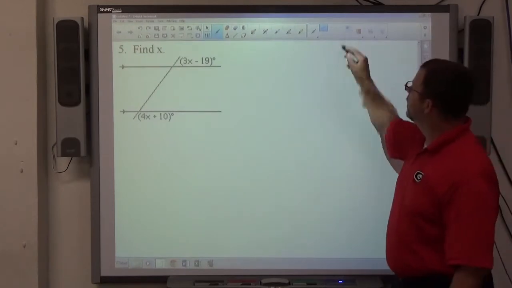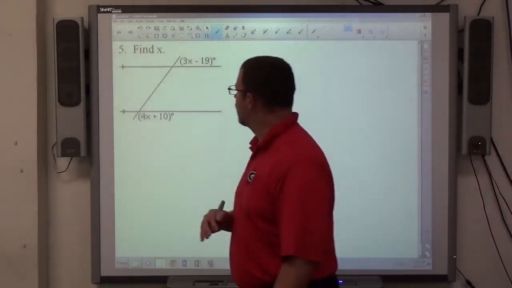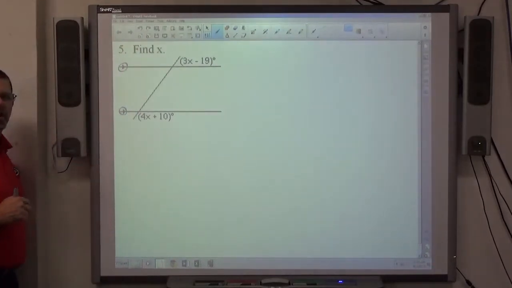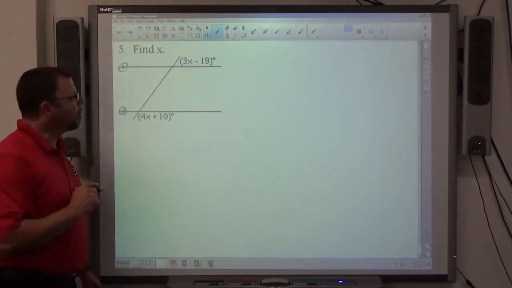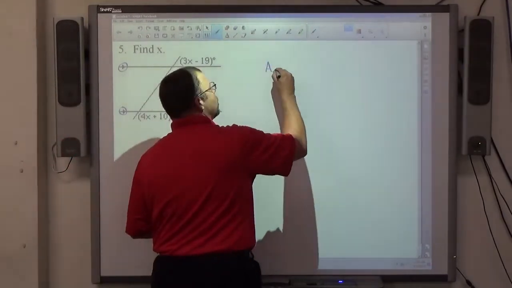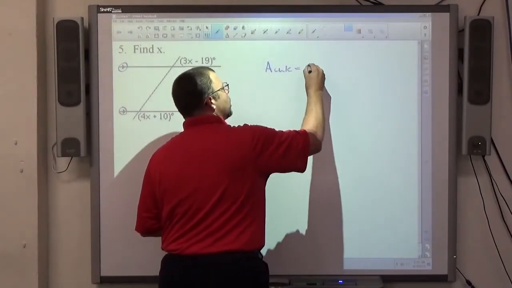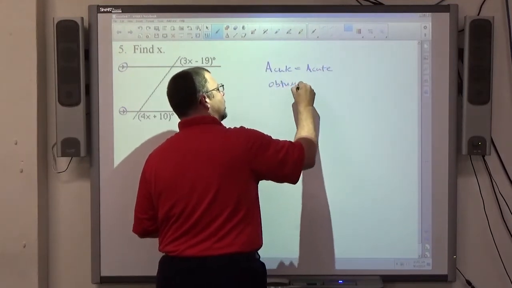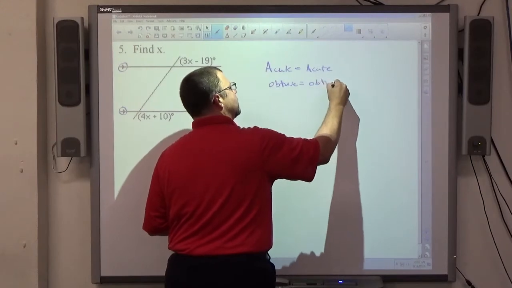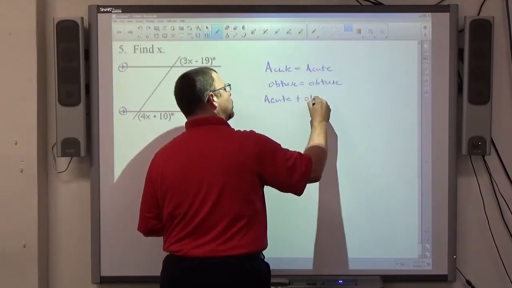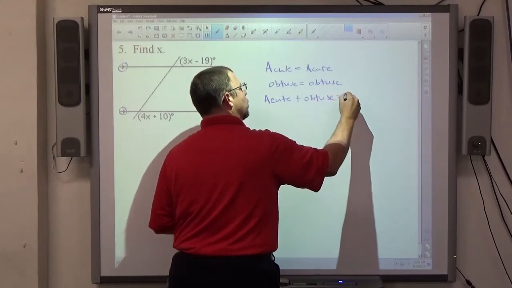Number 5, find x. We have two angles in this problem. The lines are marked parallel, so we have parallel lines cut by a transversal. The properties involving parallel lines cut by a transversal say that acute equals acute, obtuse equals obtuse, and acute plus obtuse equals 180.